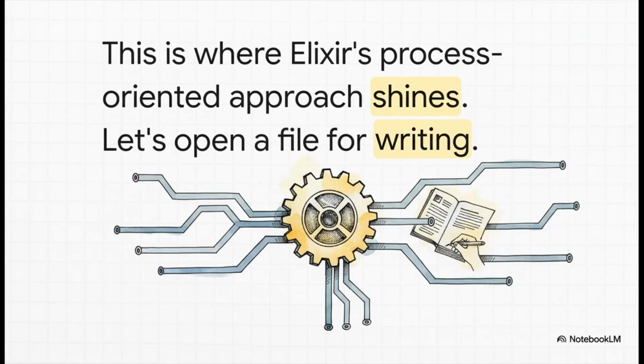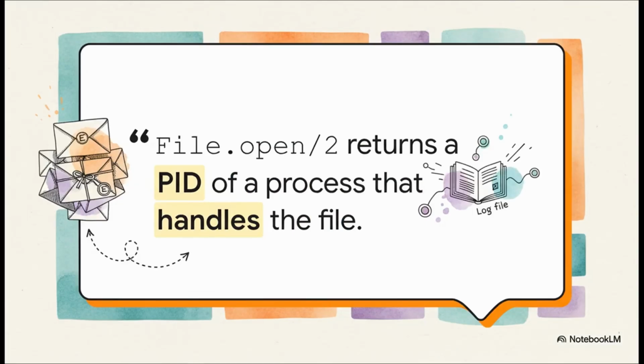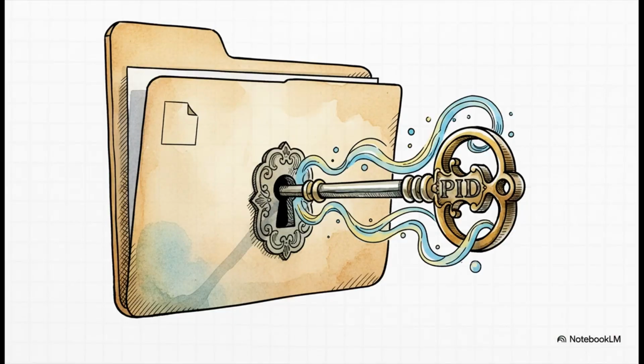Okay, we've got the emails. Now we need a reliable way to log them as they go out. All right, step two. This is where Elixir's whole process-oriented approach really starts to shine. You know, writing to a file inside a loop is super inefficient. There's a much better way. We use File.open/2. This gives us a single dedicated process just for handling our file. That PID we get back is our key. It's how we'll talk to the file. Let's see it in action.